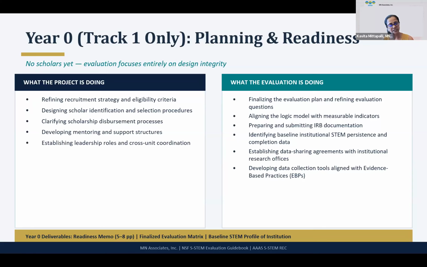So this is the time to establish that relationship with the PI, the co-PI, and any faculty mentors, and get to understand what their plan of implementation is in the subsequent years. So that, in a sense, is year 0 for track 1.